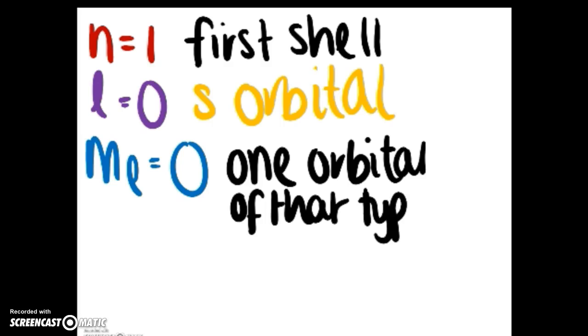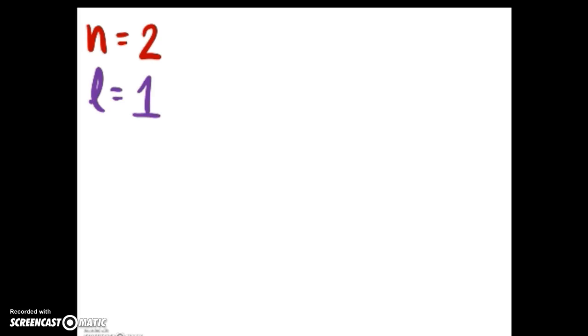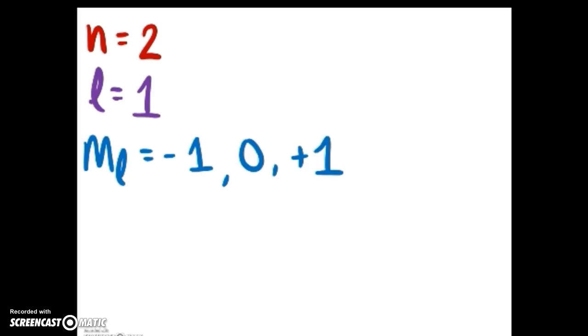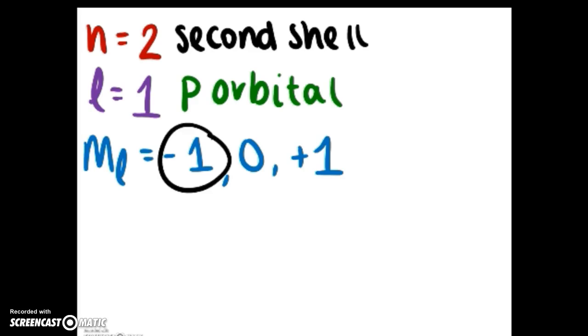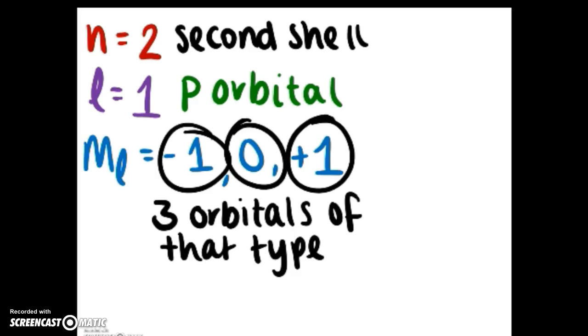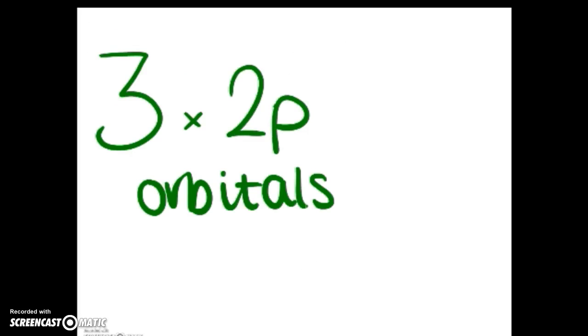If we look at an orbital represented by the quantum numbers n equals 2, l equals 1, ml equals minus 1, 0 and plus 1, we can see that n equals 2 represents the second shell, l equals 1 represents a p orbital, and the 3 ml values show there are 3 orbitals of that type. So this set of quantum numbers represents the 3 2p orbitals.